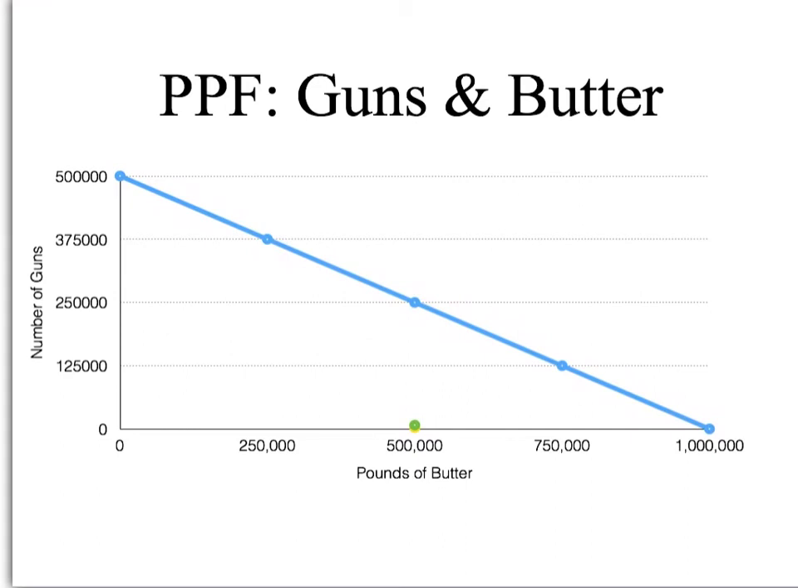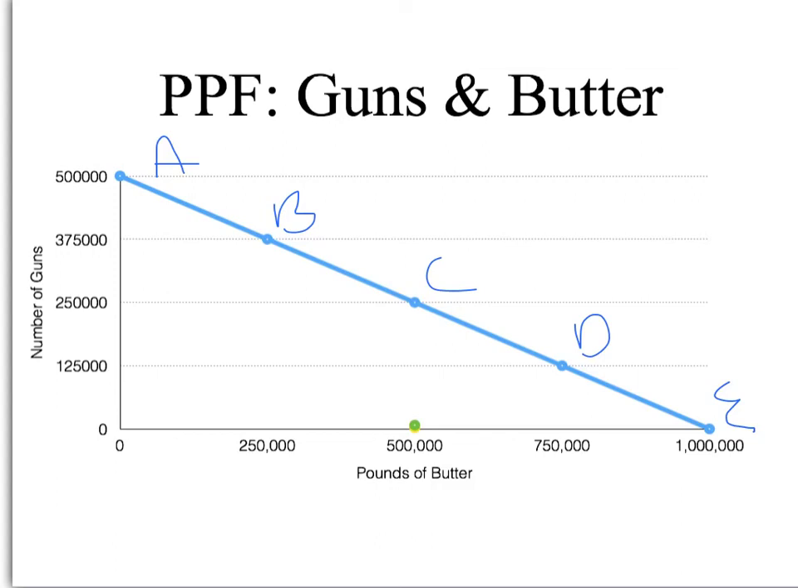Also, one last point I would like to add is, since in this case a production possibility frontier is a straight line, that means that opportunity cost is constant. So basically from points A to B to C to D to E, you're always trading off the same amount of guns for butter, and then vice versa. From E to D to C to B to A, you're trading off the same amount of butter for guns.